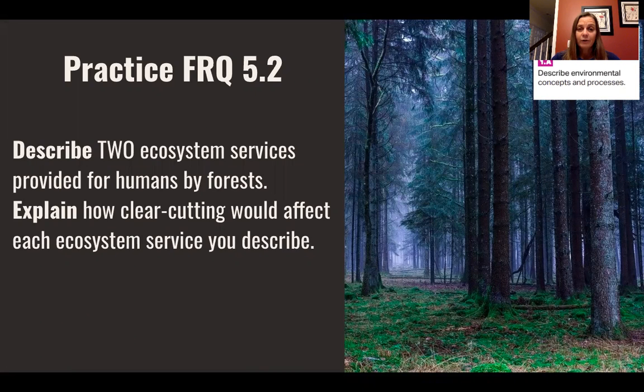So your practice FRQ for this section for clear cutting is to describe 2 ecosystem services that are provided for humans. Remember, ecosystem services are services to us from our environment by forests. And then I want you to explain how clear cutting would affect each of those ecosystem services that you've described.